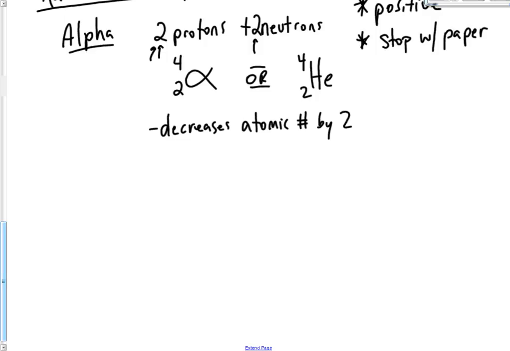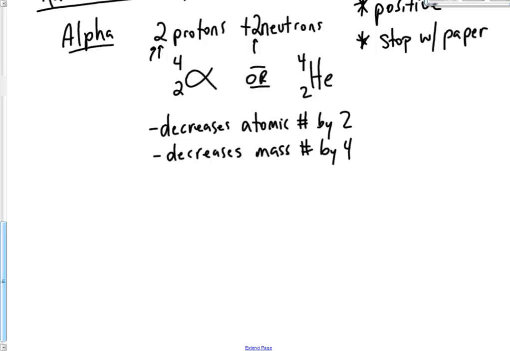And the atomic mass by 4. Okay, so it decreases atomic mass by 4. Or sorry, not atomic mass, mass number, same thing. Mass number.